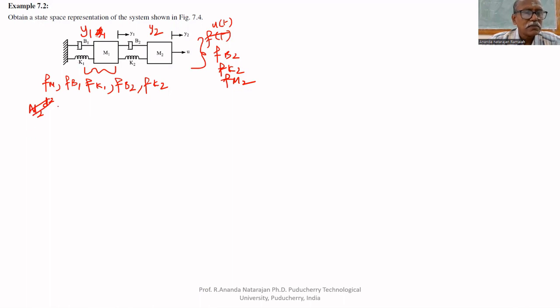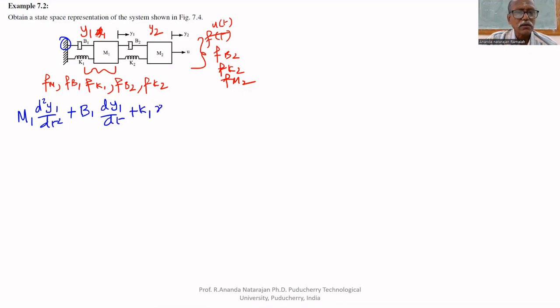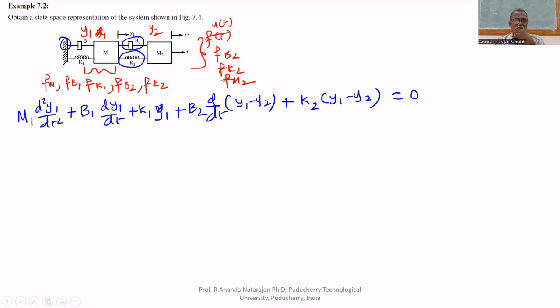Therefore, the mathematical model is M1 d square y1 by dt square plus B1 dy1 by dt, since one end is fixed, plus K1 y1, and these are all acting between two masses, that's why plus B2 d by dt of y1 minus y2 plus K2 times y1 minus y2 equal to 0. There is no applied force, that's why it is equal to 0.